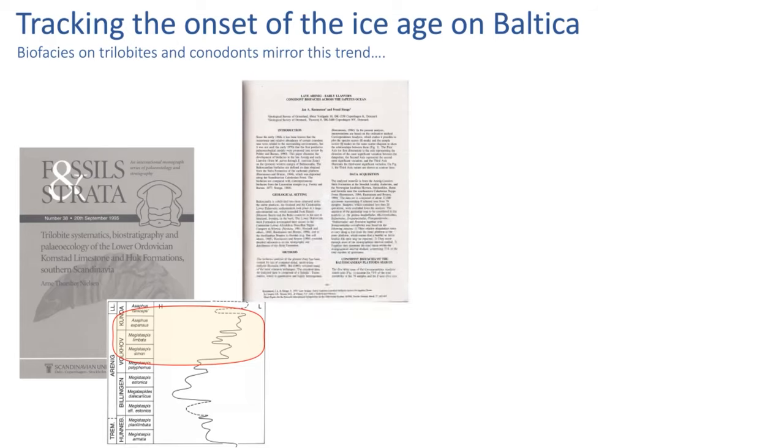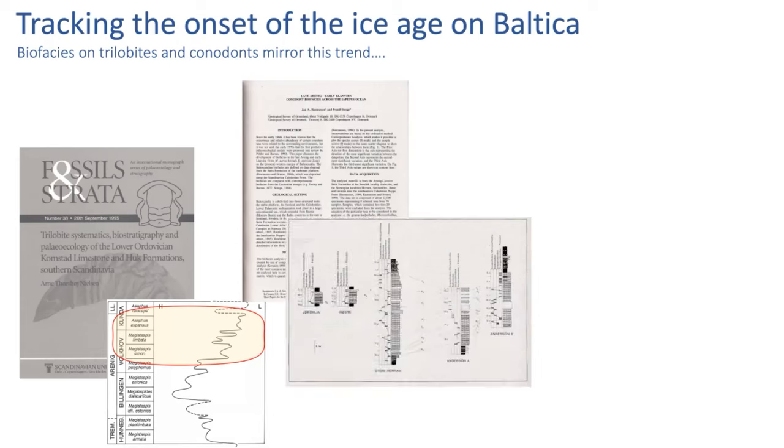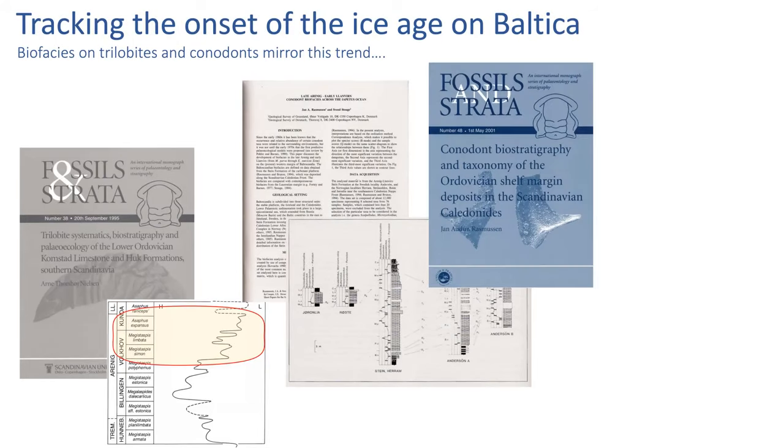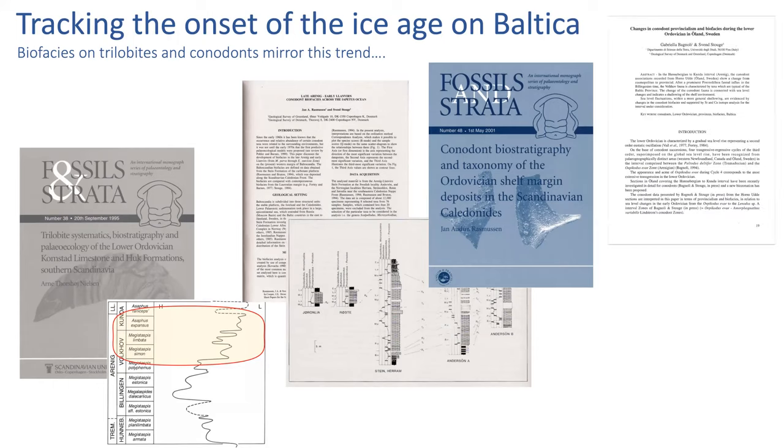Here's another page turner from Jan Audun Rasmussen and Sven Stouge, looking at conodonts across several sections in Norway. And Jan also followed up with a systematic work on that study. And just before the weekend, Sven came into my office rather surprised, as he had realized that he had actually written this paper with Gabriella some 24 years ago.